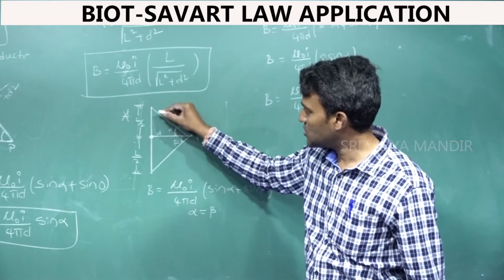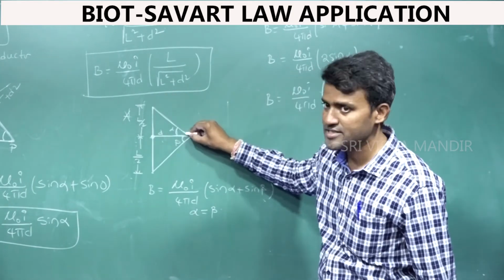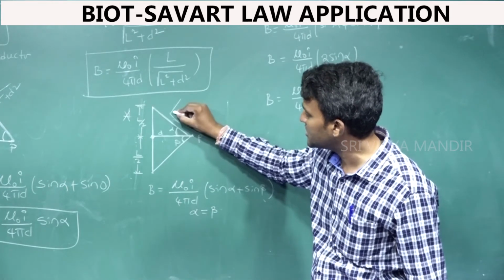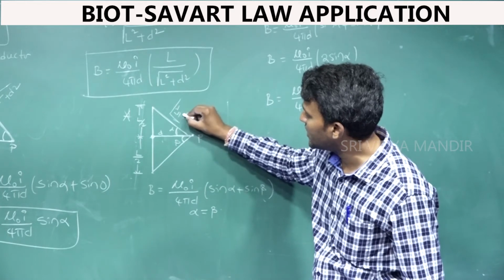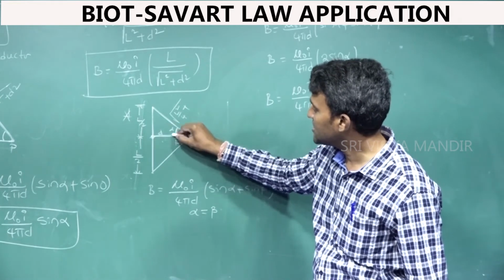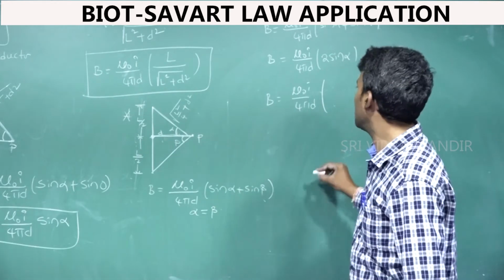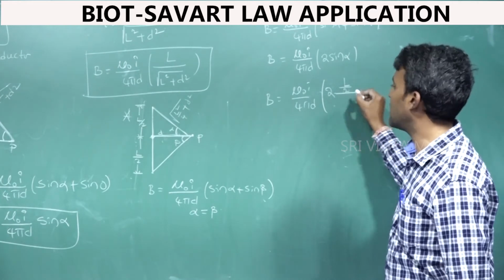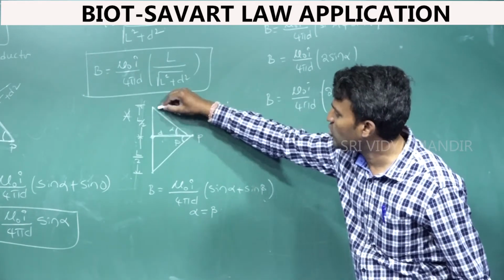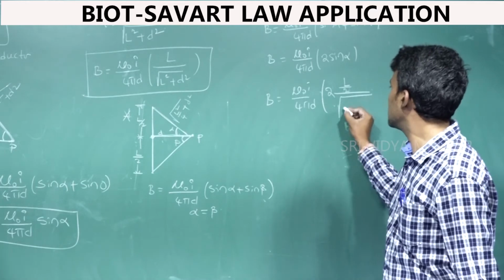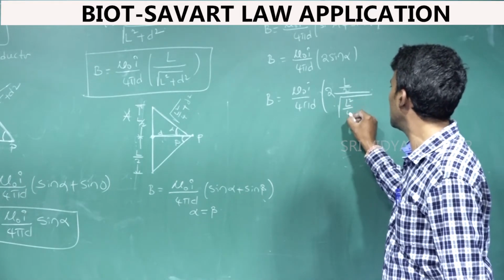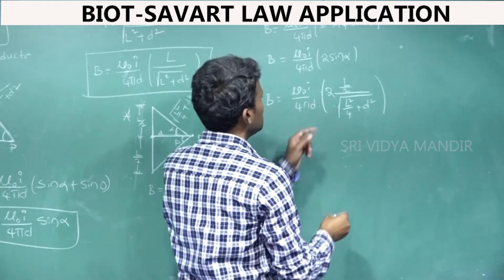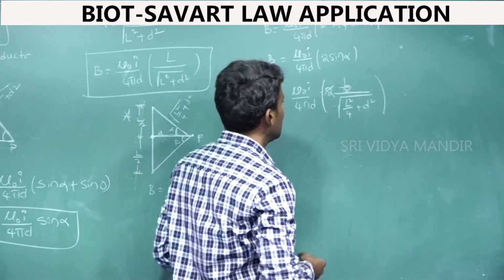Now what is sin alpha? It is opposite side by hypotenuse. Here what is the hypotenuse? The opposite side is L by 2, so its square is L square divided by 4, plus the adjacent side D, that is D square. So sin alpha is L by 2 divided by under root of L square by 4 plus D square. See here, these two get cancelled.